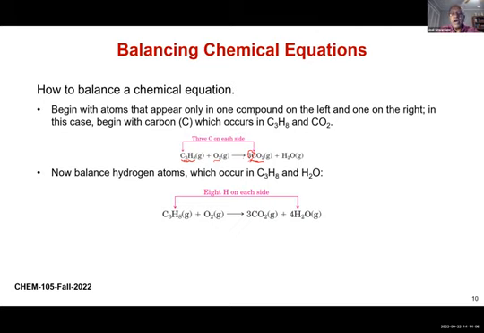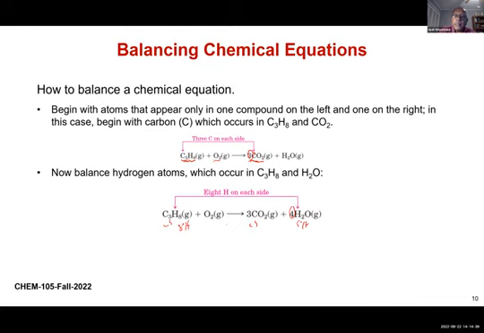Now you go to hydrogen. Hydrogen is 8 here. This is 2 here. You put a 4 here. Putting a 4 equals 2 times 4, so this is 8 hydrogens now. This is 8 hydrogen, balanced. So carbon is balanced, carbon is 3. Now check the oxygen balance.